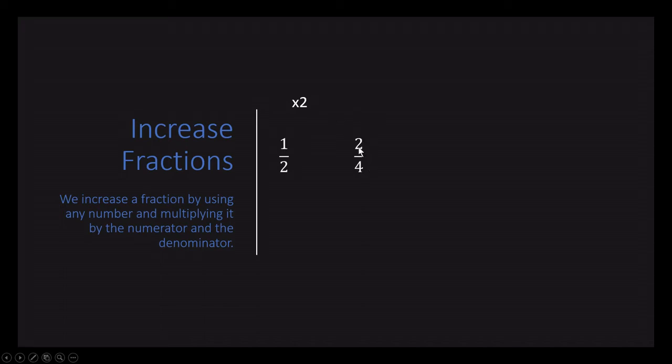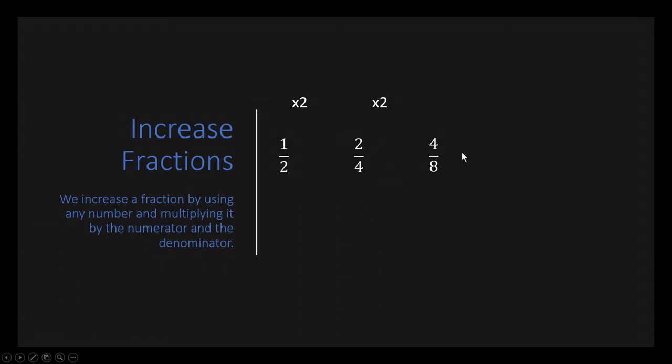And I can also keep on increasing this fraction. For example, I can take another number, or I can take the same number, for example, the 2, and multiply the 2 times the 2. 2 times 2 is 4, and then 2 times 4 is 8, and this, my friends, will be equal to 4 over 8.